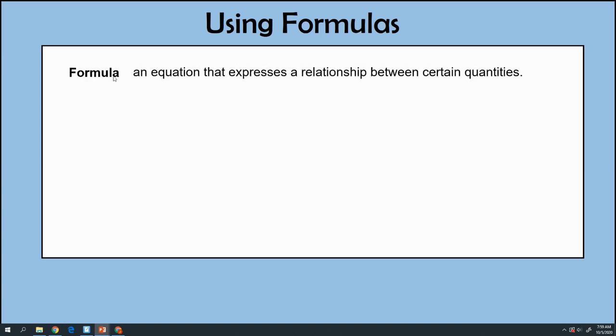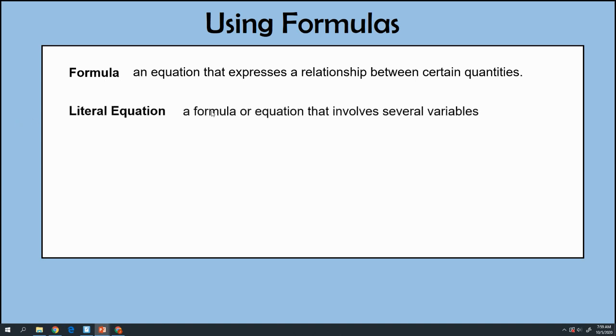Okay, so first of all, the idea of a formula. When we start to solve these equations, some of them will be formulas. A formula is an equation that expresses a relationship between certain quantities, and usually more than one of these quantities is an unknown, so we get multiple variables in a formula. We'll deal more with this later. Today we're going to look more at literal equations. A literal equation could be a formula, or it could just be an equation that involves several different variables.